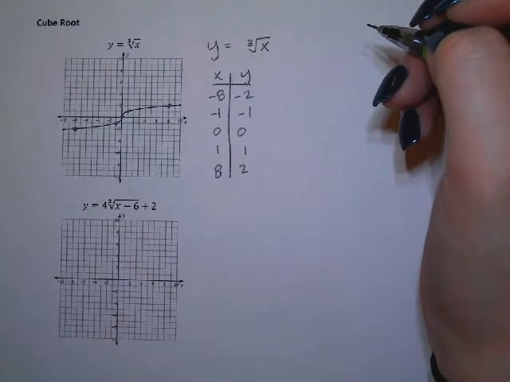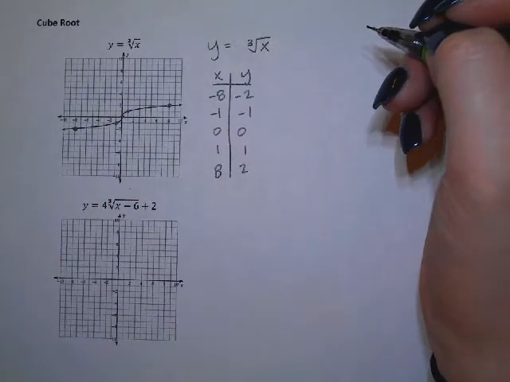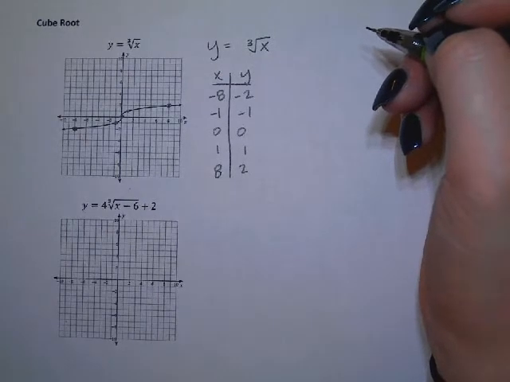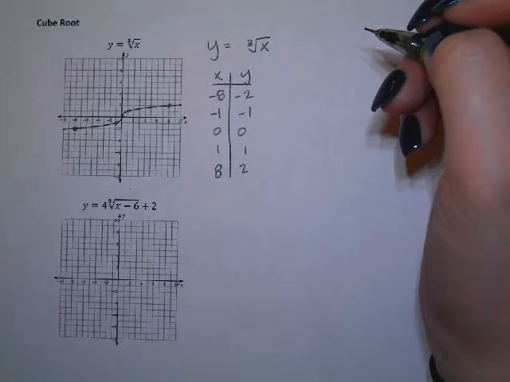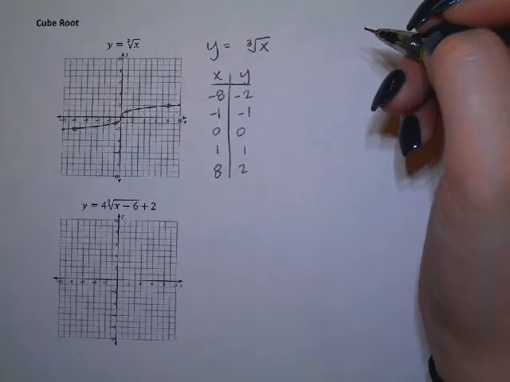So a cubic graph goes to the right 1, up 1, to the right 1, up 7. A cube root graph goes to the right 1, up 1, to the right 7, up 1. So similar patterns, just the reverse of each other. All right.